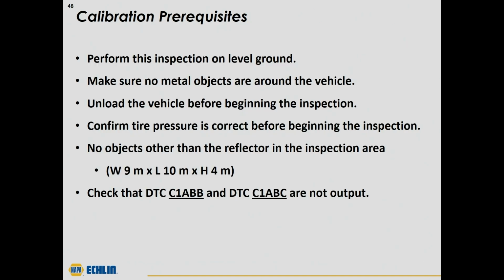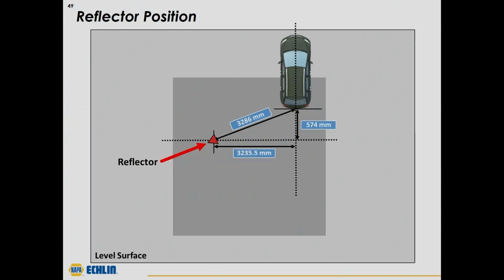There's a lot of prerequisites for actually setting up this area. Again, we need to have that open space for the blind spot target. We've got to have nothing metal in the area and just an open area. So this is not about lighting with radar. This is about having the space we need so that we don't detect objects. Service information is going to tell us exactly where to place this target.